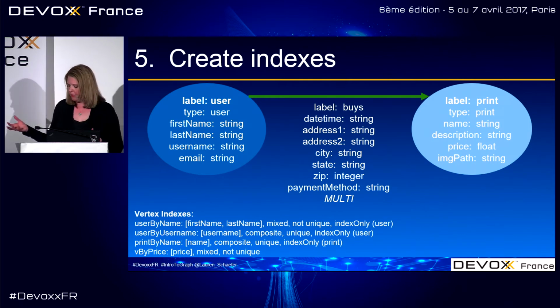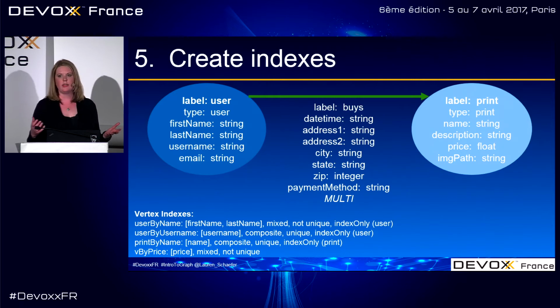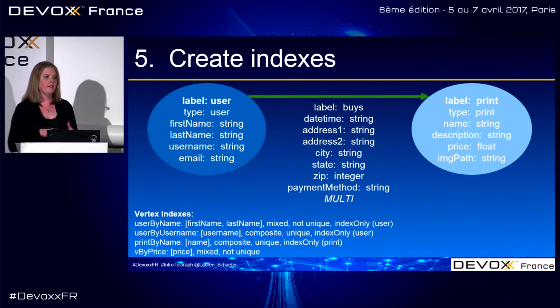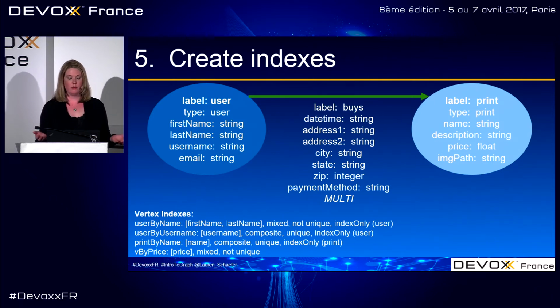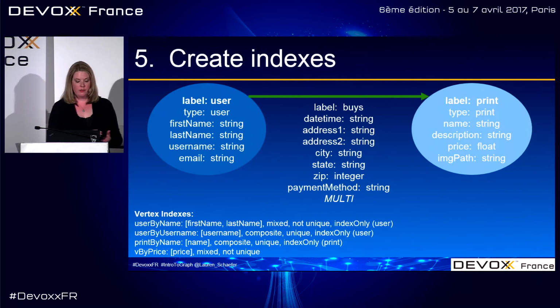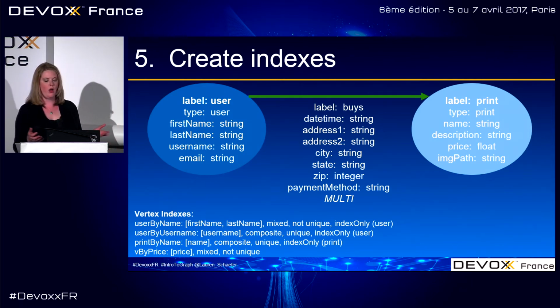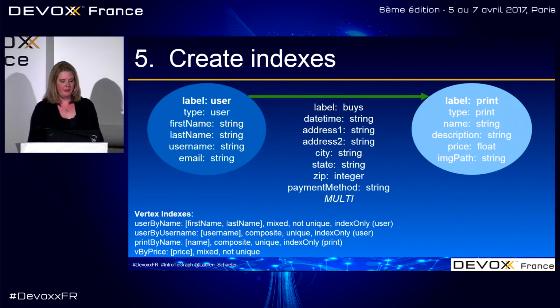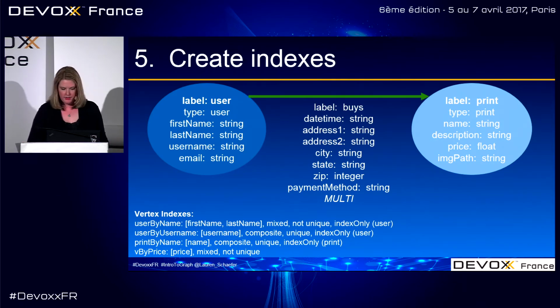But I started thinking about it. What if my site takes off? What if I want to sell more than prints? What if I want to sell mugs, or I want to sell photo calendars? In that case, I'd have nodes for each of those, and I might reuse that price property. So that's why I set for vertex by price, I did not set it to index only. I thought, what if I want to search for all of the items in my store that are less than 100 euros?